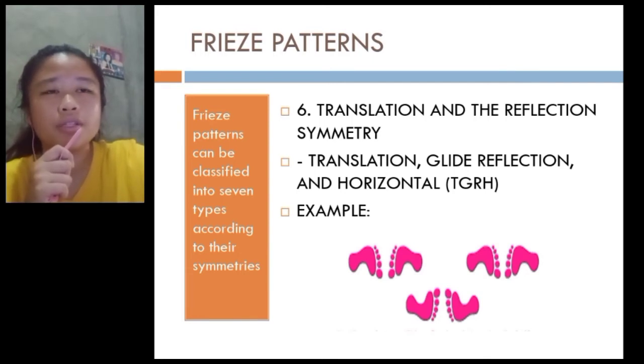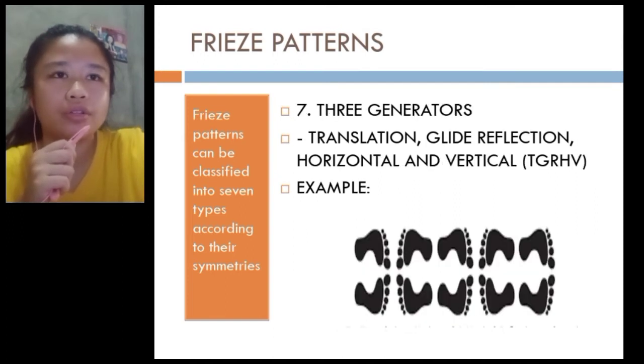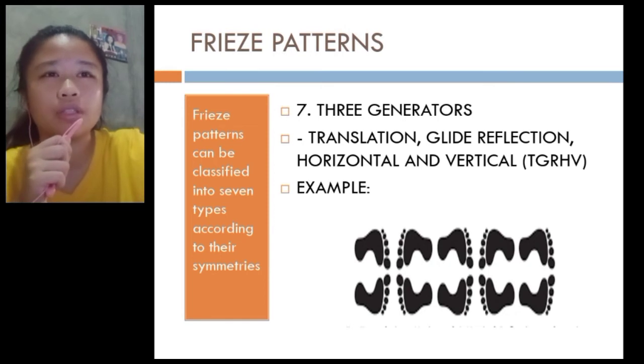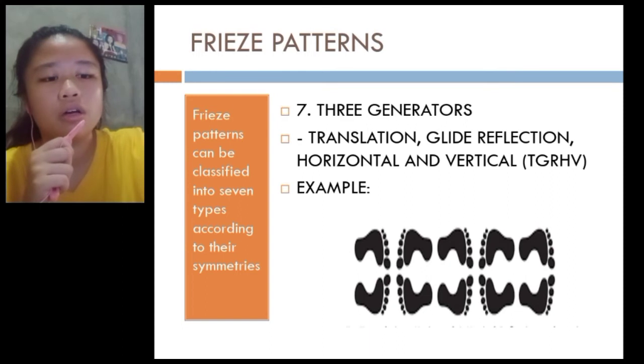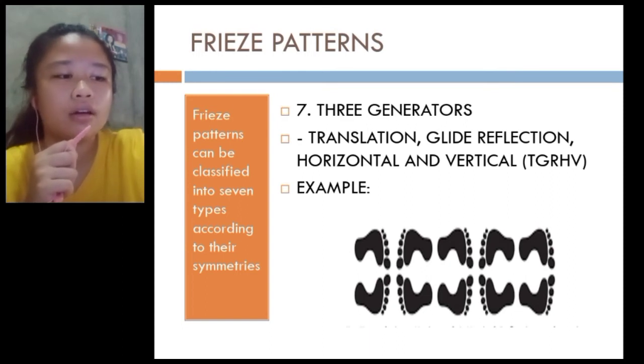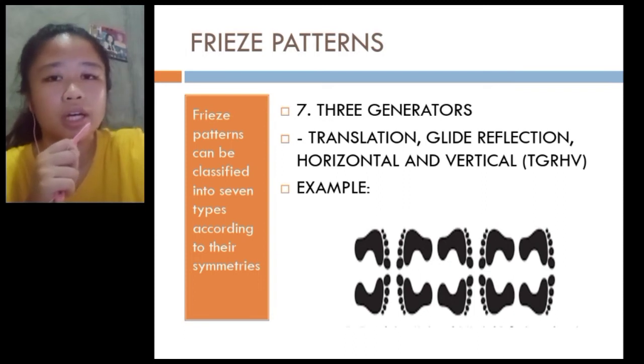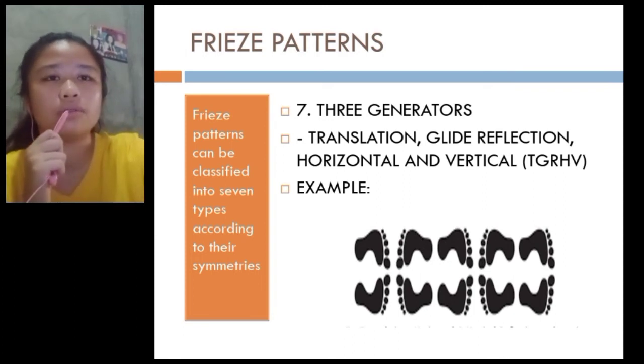And next, three generators. Contains translation, glide reflection, horizontal, and vertical. This pattern requires three generators with one generating set, consisting of a translation, a reflection in the horizontal axis, and a reflection across a vertical axis. This is the example.